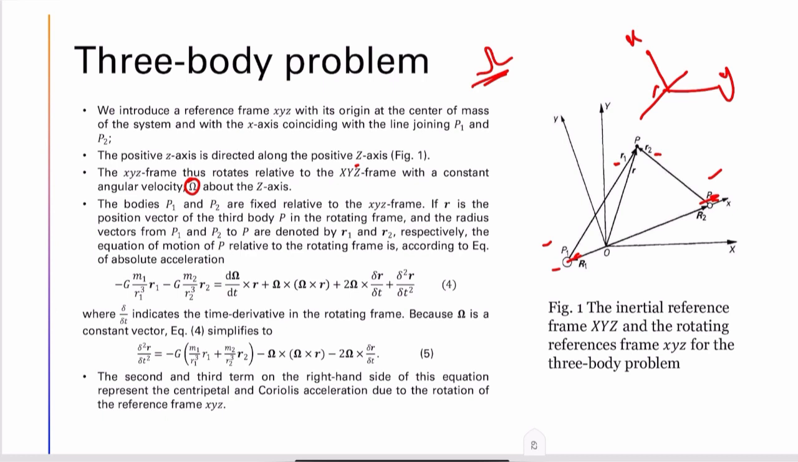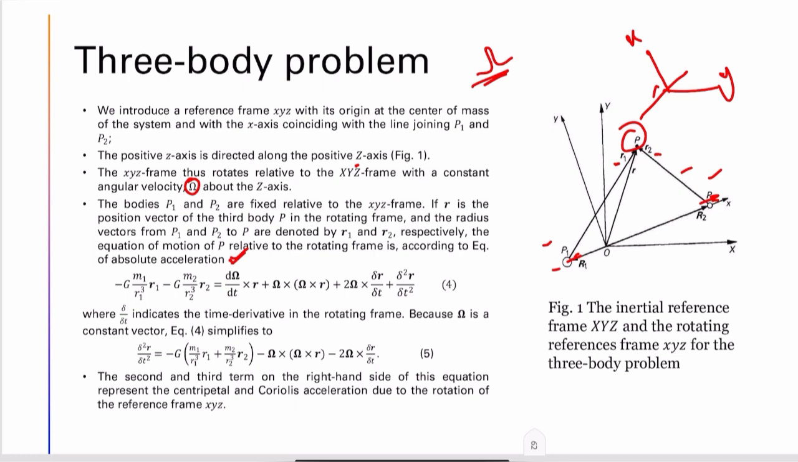Now we want to find the equation of motion of the point P relative to the rotating frame, according to the equation of absolute acceleration, which was there. You don't have to think too much. This is the equation of absolute acceleration from which they have finally written this. This is the force equivalent, from which we have finally got G.